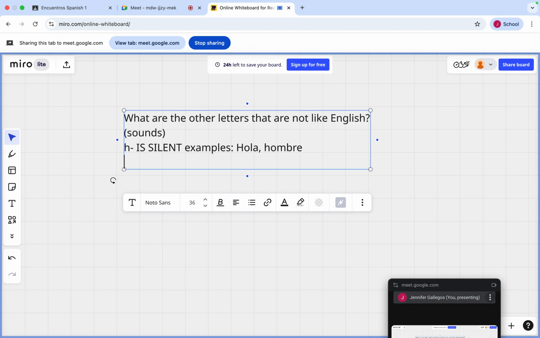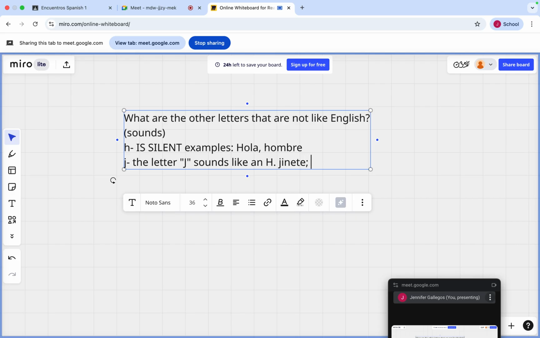Let's look at another letter. What about the letter J? The letter J sounds like an H, okay? The H is silent. However, the letter J is our H sound. Okay, so for example, if you have this word, let's see. All right, it's not "jinete" with a J sound, it's jinete. J sounds like H.